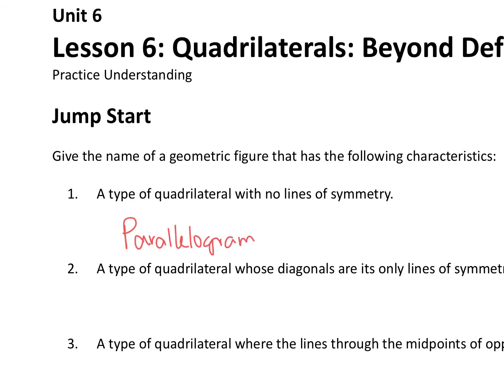All right, number 2, a type of quadrilateral whose diagonals are its only lines of symmetry. Okay, again, we look back in lesson 6.4 and we're looking at our lines of symmetry. Rectangle has midpoint to midpoint lines of symmetry, but a rhombus has diagonal to diagonal. Okay, so rhombus is our second answer.